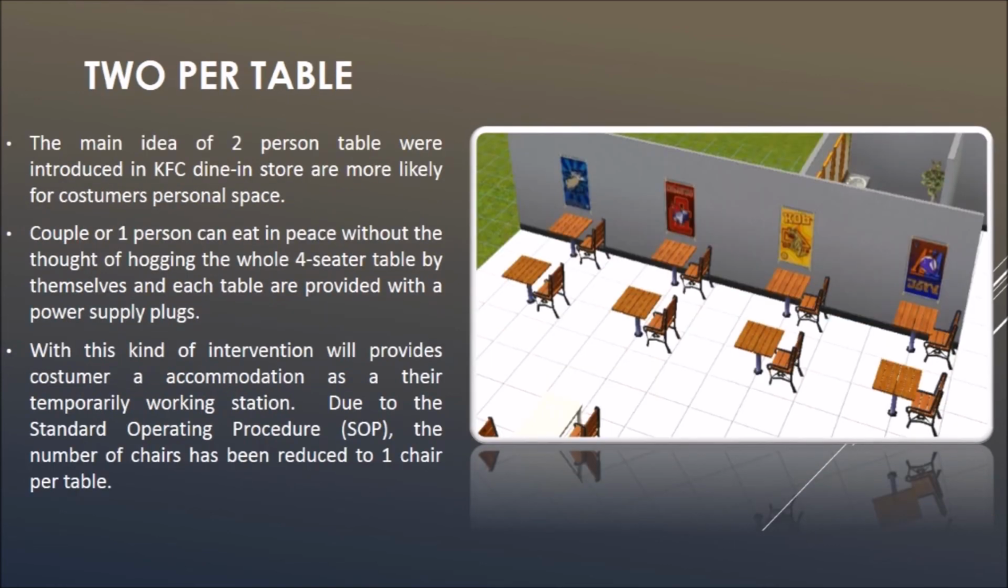Next is the 2-person table. The main idea of the 2-person table introduced in KFC dine-in stores is customer personal space. A couple or one person can eat in peace without the thought of hogging a whole 4-seater table by themselves, and each table is provided with power supply plugs. This kind of intervention will provide customers an accommodation as a temporary working station. Due to the standard operating procedure, SOP, the number of chairs has been reduced to 1 chair per table.